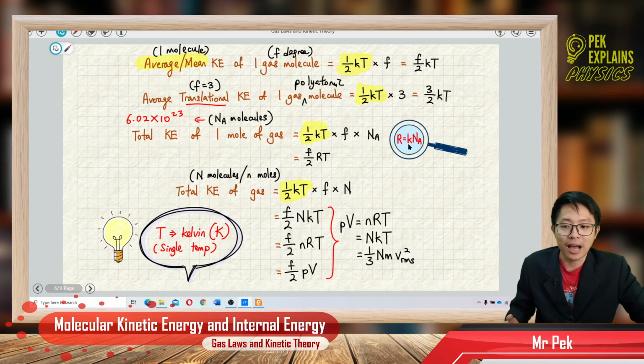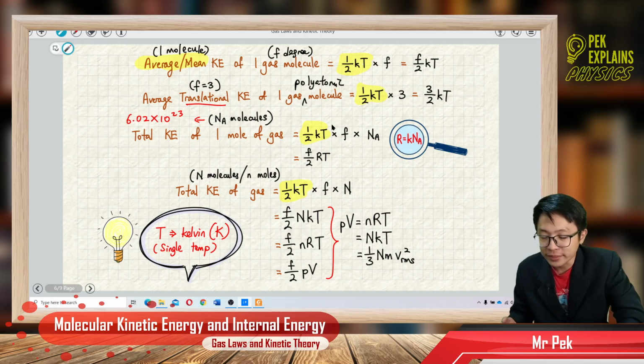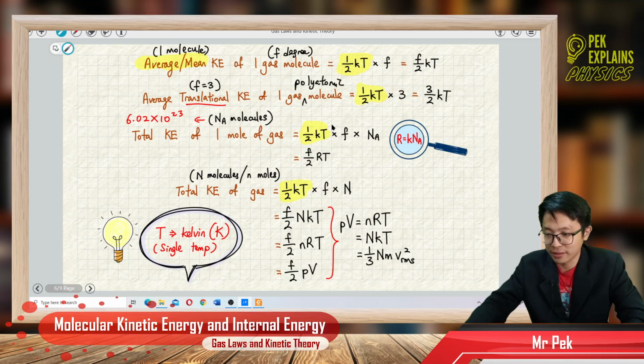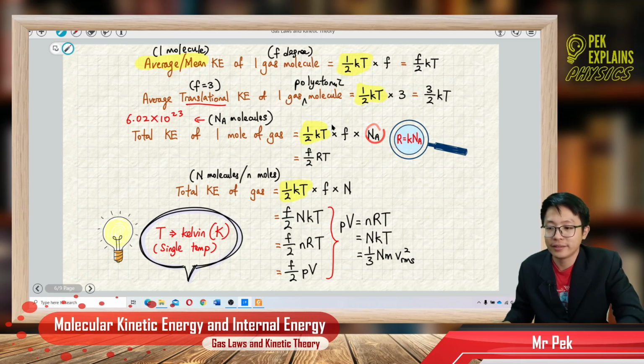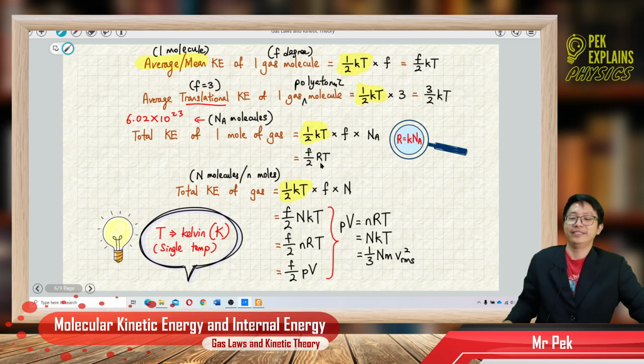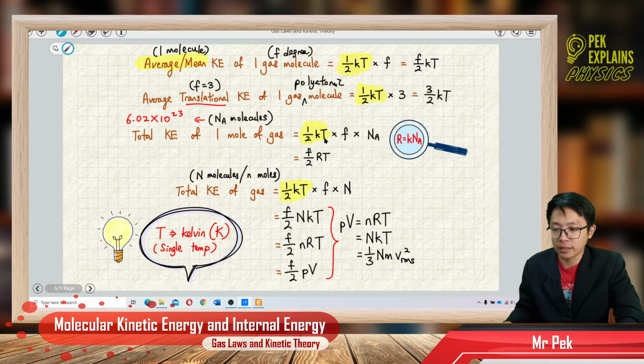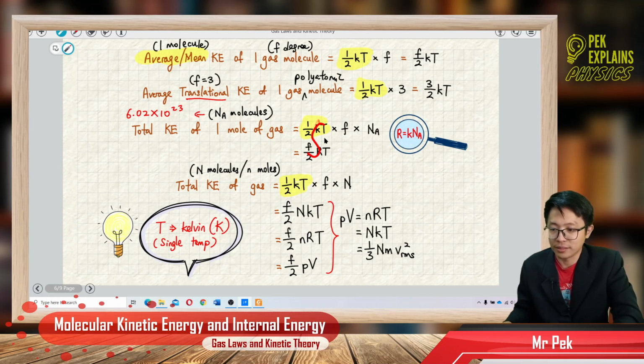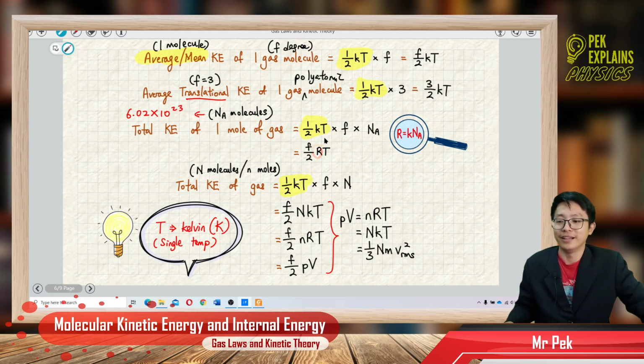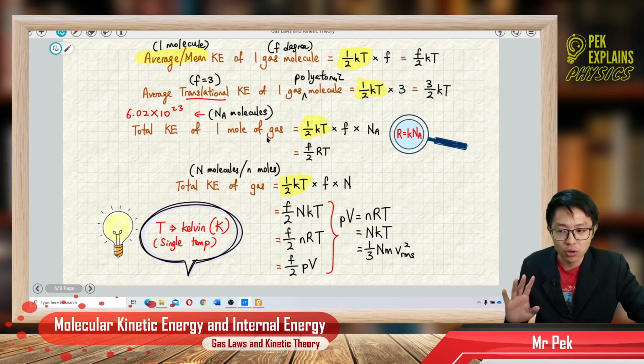You still remember the formula, R equal to K Na. The K here and the Na here, K multiply Na, you get R. Sorry, something wrong. Yeah, the K here and the Na here multiply, you get R here. So the formula for total kinetic energy for 1 mole of gas, you use F over 2 RT.